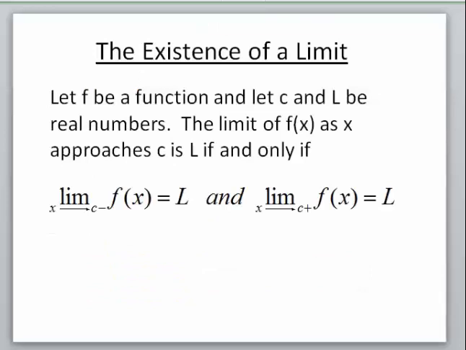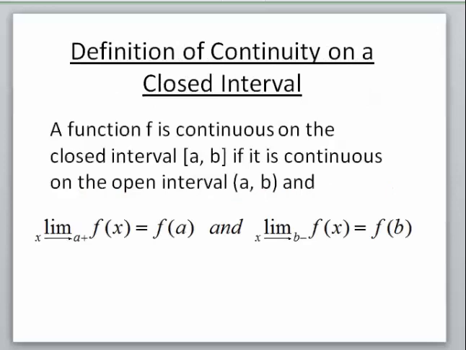A limit exists if the limit from the left and the limit from the right approach the same number. If the limit from the left and the limit from the right do not approach that same number, we've talked about how the limit does not exist.